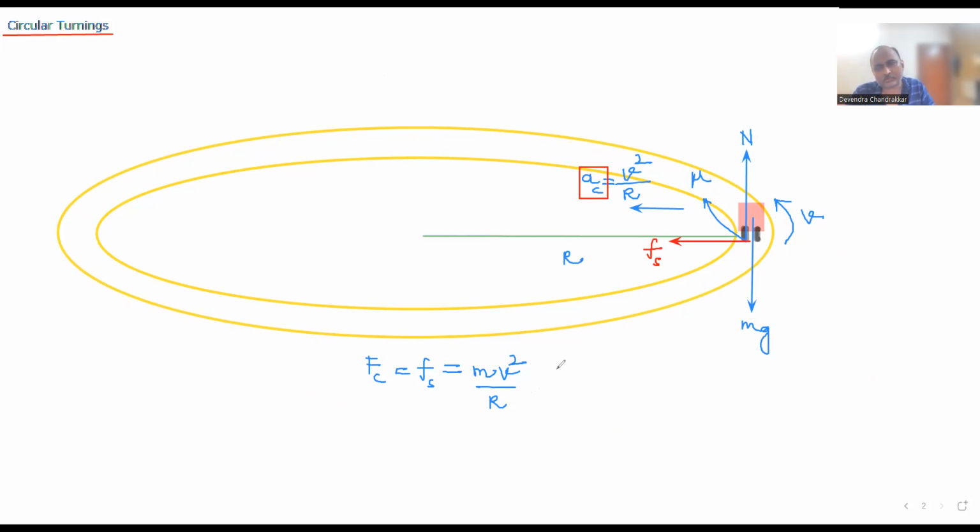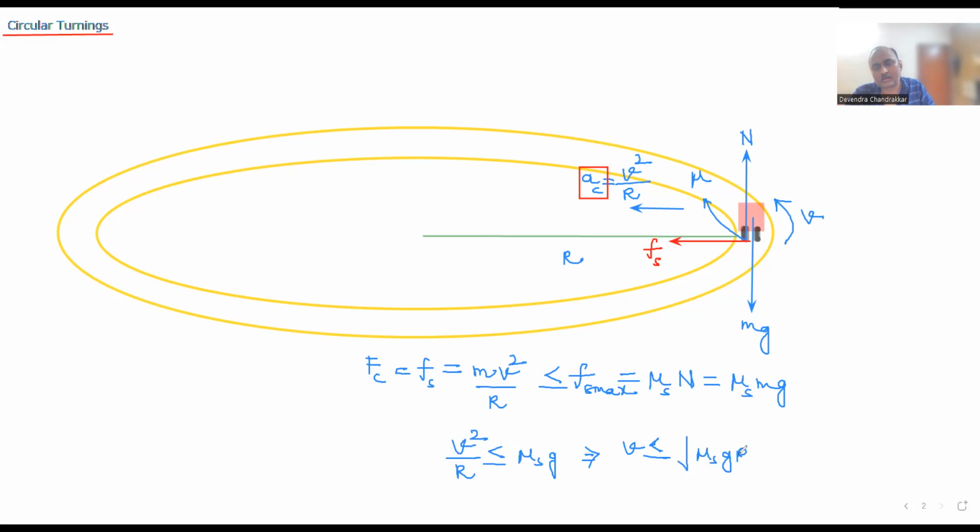So this Fs is less than or equal to Fs max. We are all aware of it. And what is this Fs max? It's mu s times normal reaction N. What is normal reaction N here? It's mg, right? All of you please pay attention. So we have here v square by r is less than or equal to mu s g. So from here what did you get? v is less than or equal to root of mu s g r.